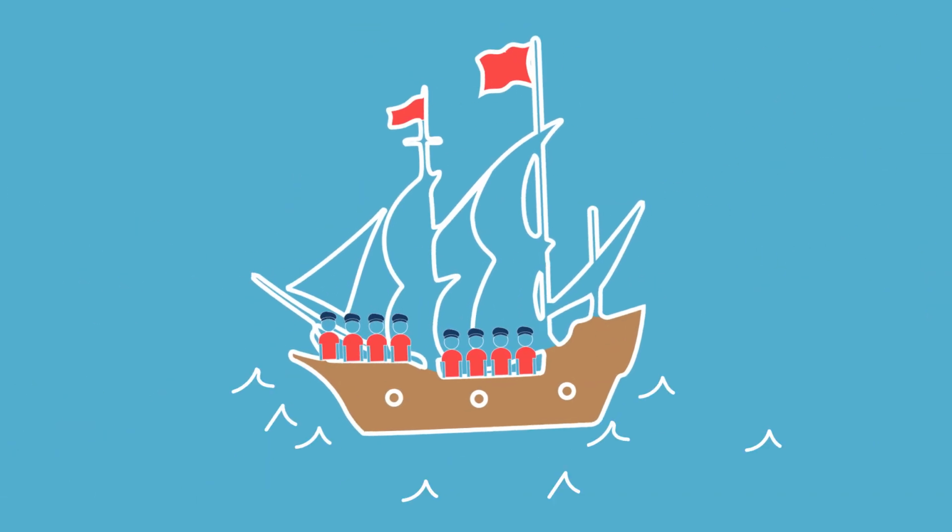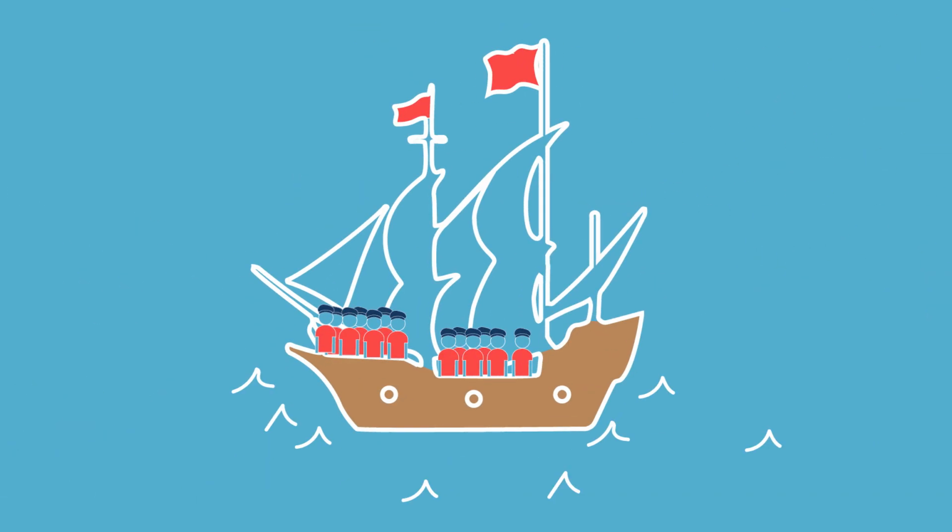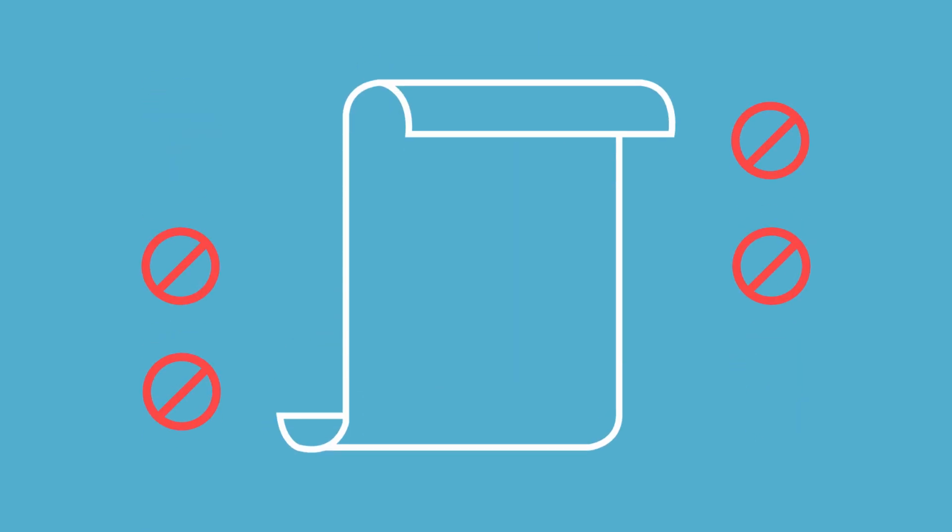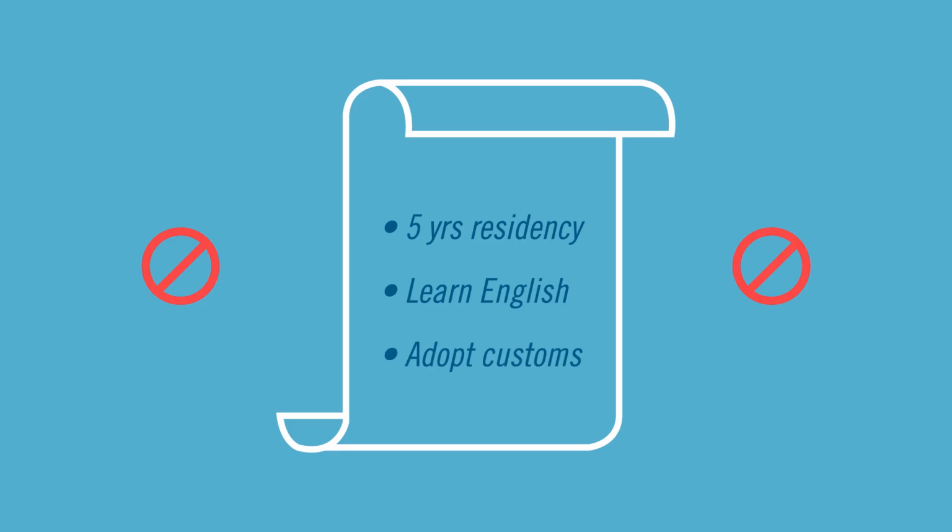Following the War of 1812, Europeans began immigrating to the United States in increasing numbers. For most of the 1800s, there were few restrictions on immigration and rules of citizenship were lenient, requiring only 5 years of residency and a charge to learn English and adopt American customs.